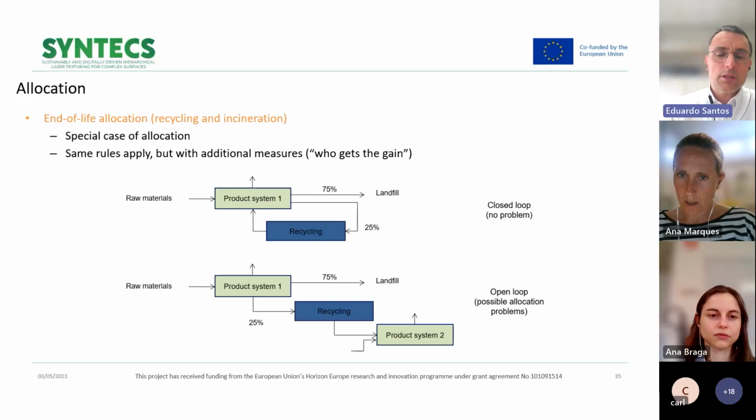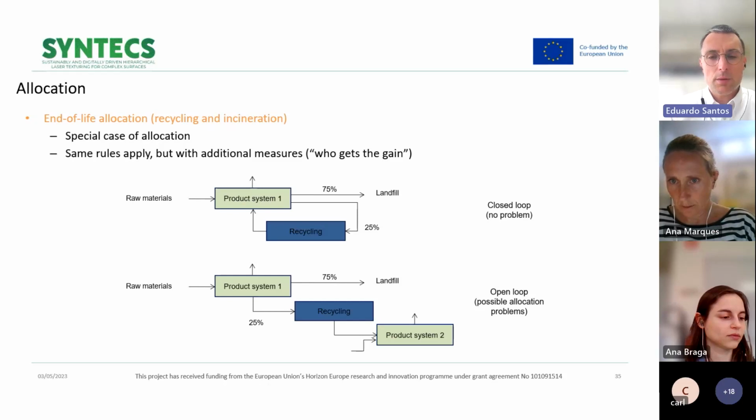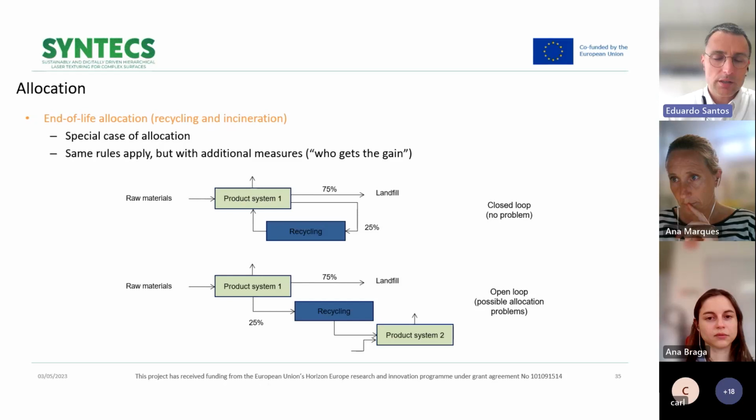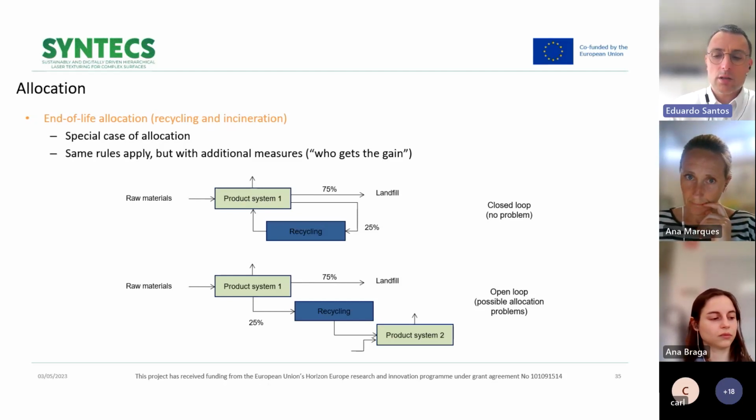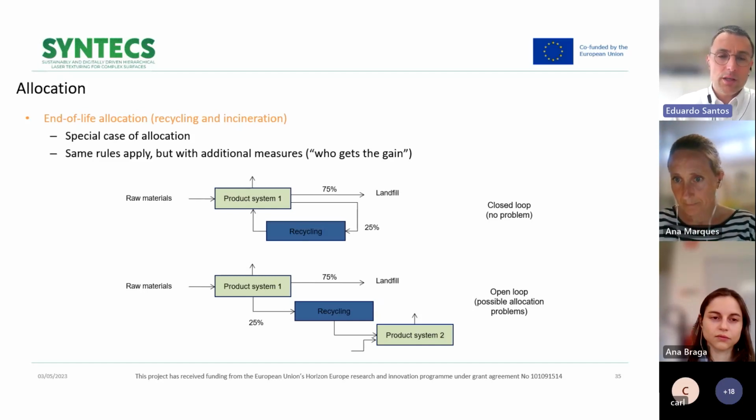But if the recycled material is not used in our product system back again, but it's used in another product system, then we have a problem here for allocation. Who should get this benefit, this avoided impact, this environmental credit? Should it be our system that is generating the material that is then recycled in the other product system, or should the other product system be the beneficiary of this environmental credit? So this is just a quick example of how this can quickly escalate to become an issue that can generate different results and with that different conclusions.